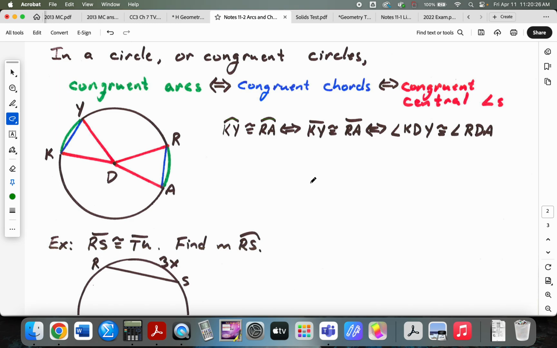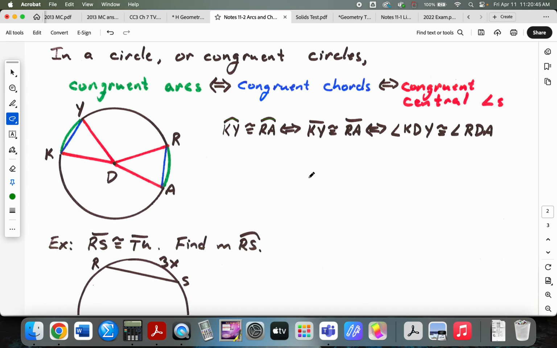I should have printed your notes in color, because I did these in color. I color-coded them. See, the congruent arcs are green, and these are green, and the chords are blue, and the central angles are red. Missed opportunity.